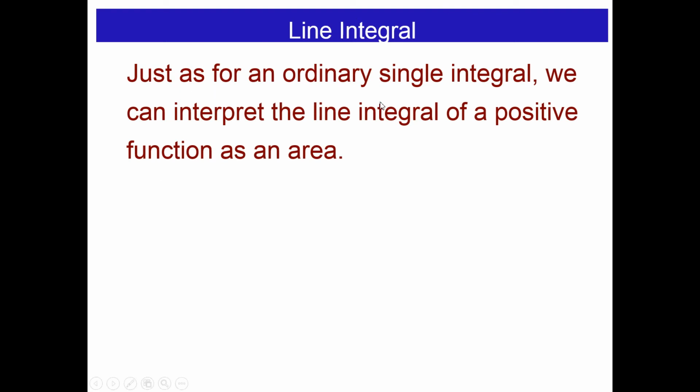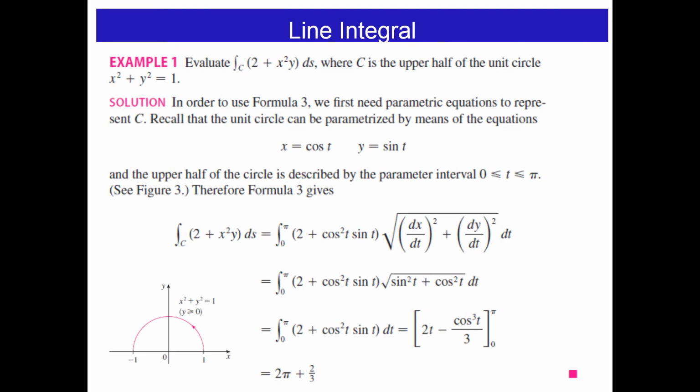Just as for an ordinary single integral, we can interpret the line integral of a positive function as an area. I have just told you. Let's see how to evaluate the line integral using the formula we have just learned. This is the line integral we have to evaluate over the curve C, which is the upper half of the unit circle x squared plus y squared is equal to 1.